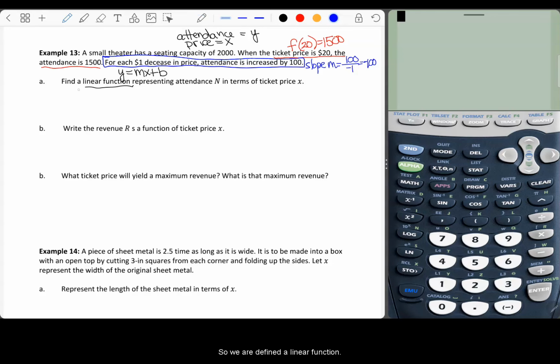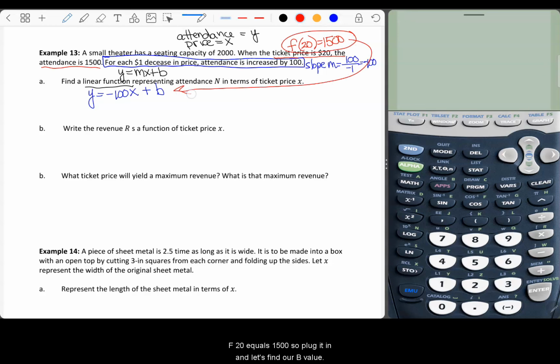So we are to find a linear function. Here we go. Y equals -100, our slope, times x plus b. We don't know what the y-intercept is, but we have this point, f of 20 equals 1,500. So plug it in, and let's find our b value. So 1,500 is equal to -100 times 20 plus b. Solving that, we get 1,500 is equal to -2,000 plus b. Add 2,000 to both sides, and we get b is equal to 3,500.